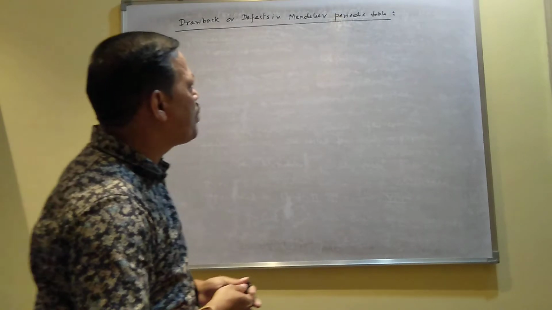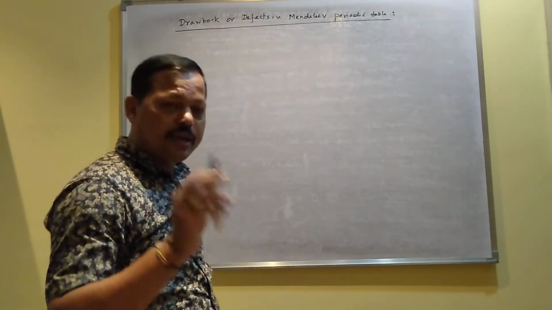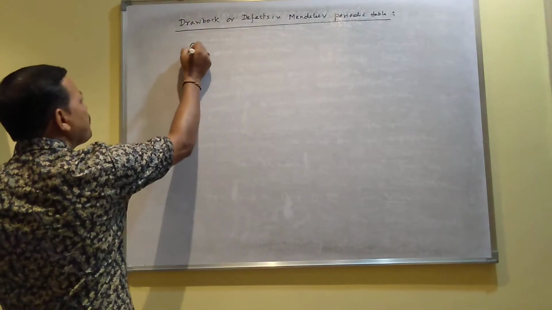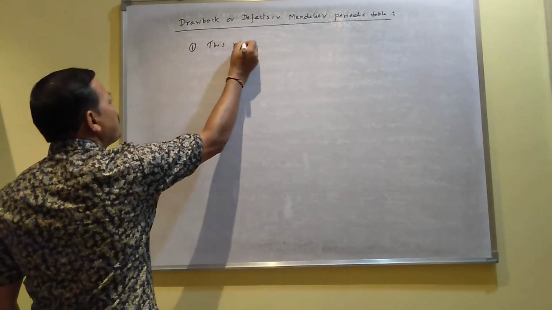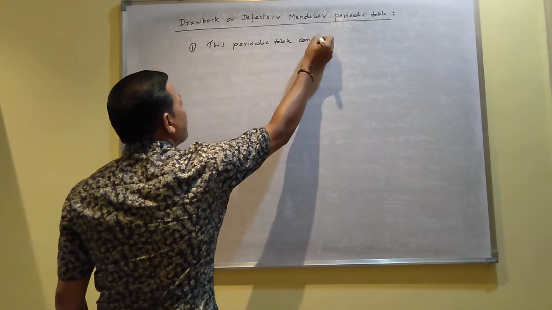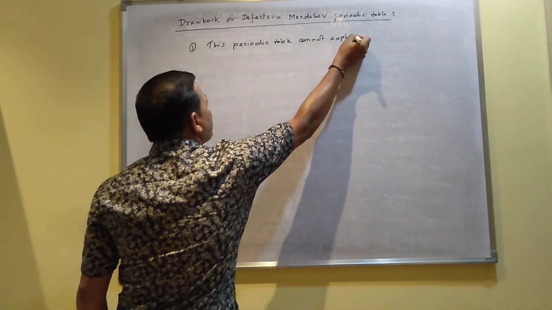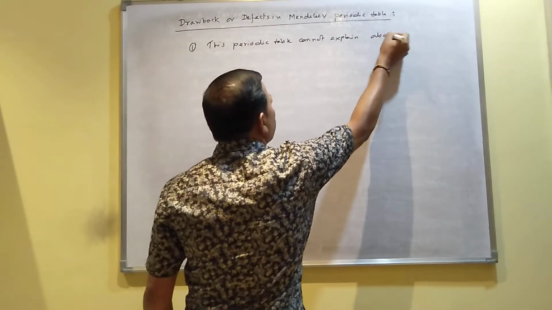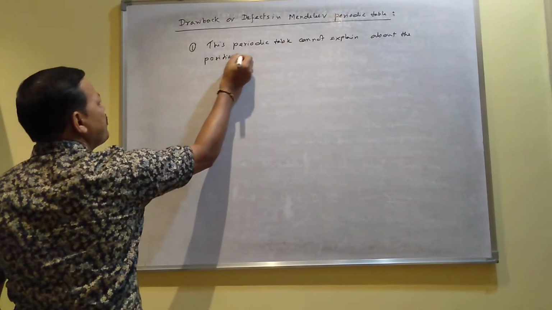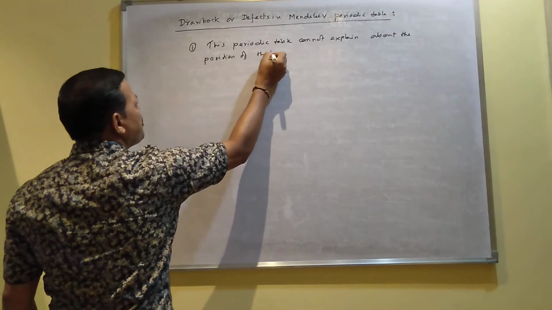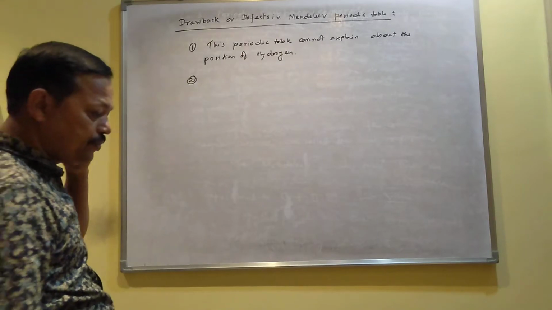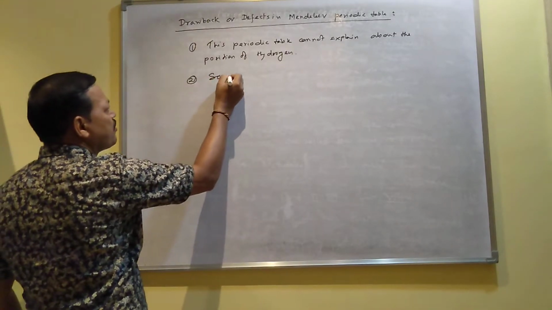So I'll give you one by one. These defects are very important. For exam, in the exam the question asks what are the defects in Mendeleev's periodic table. Number one, this periodic table cannot explain about the position of isotopes or the position of hydrogen. First, about the position of hydrogen. This is one drawback.